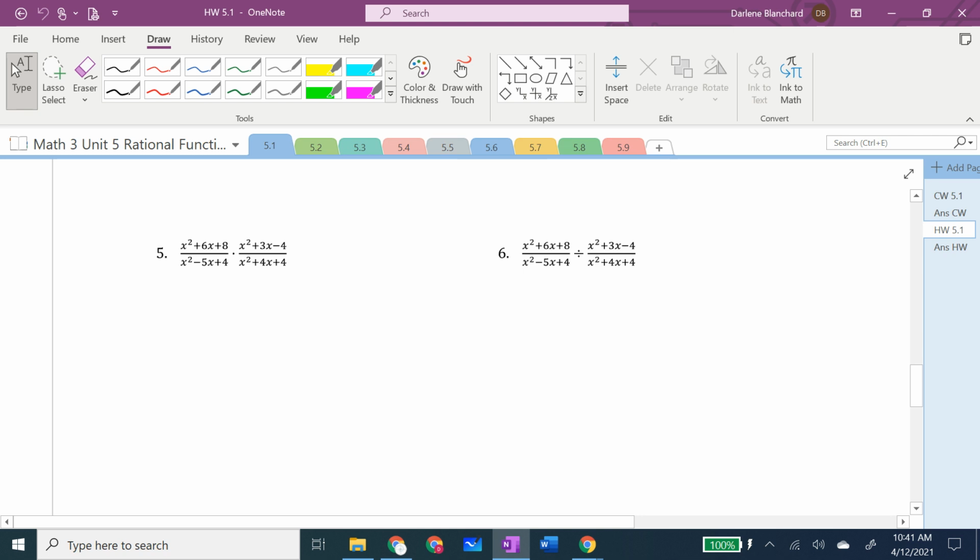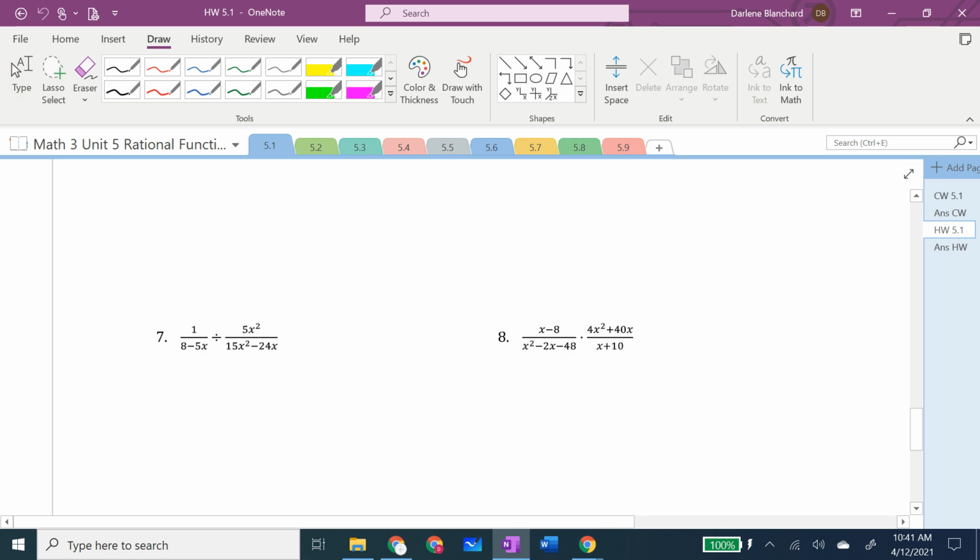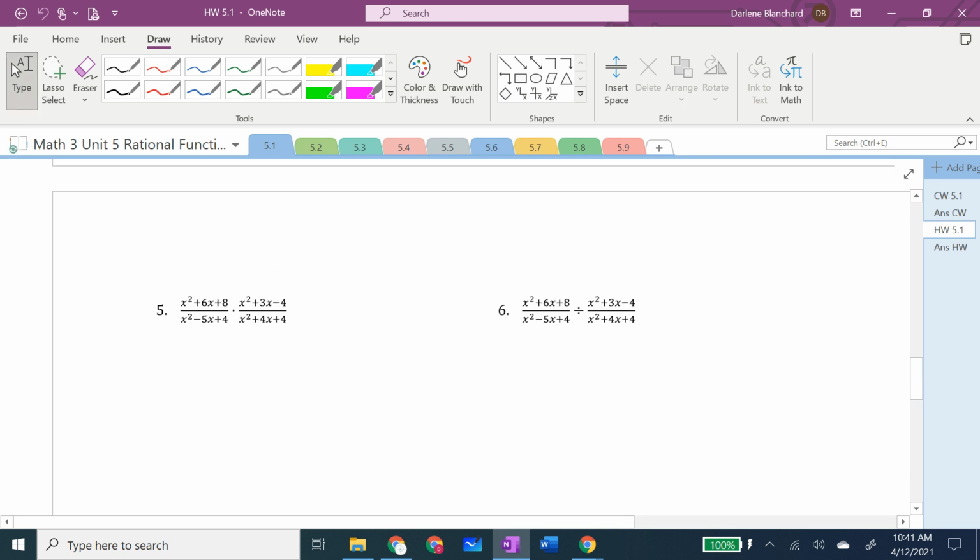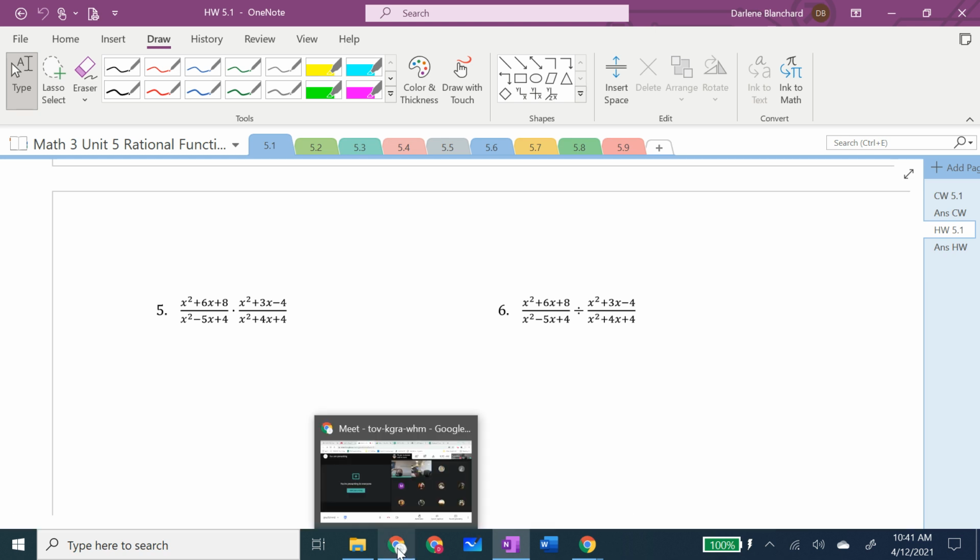And then multiplication, division, you're going to have to factor a whole bunch. The factoring is really, really important for you to practice. I'm going to stop recording with the lesson.